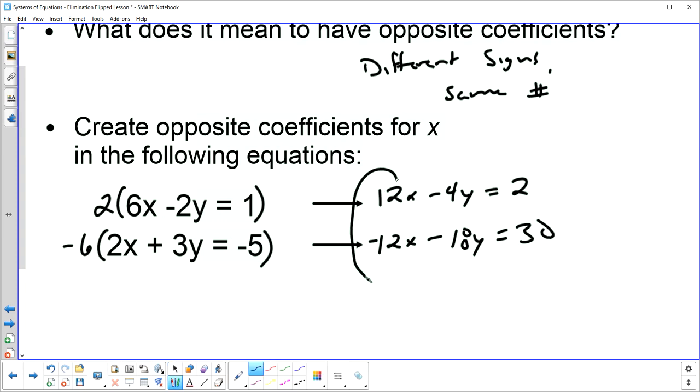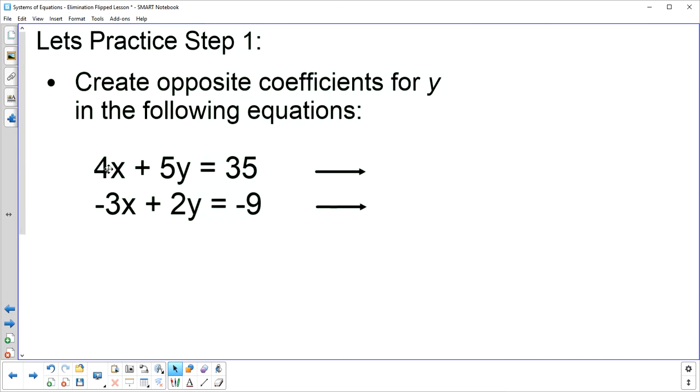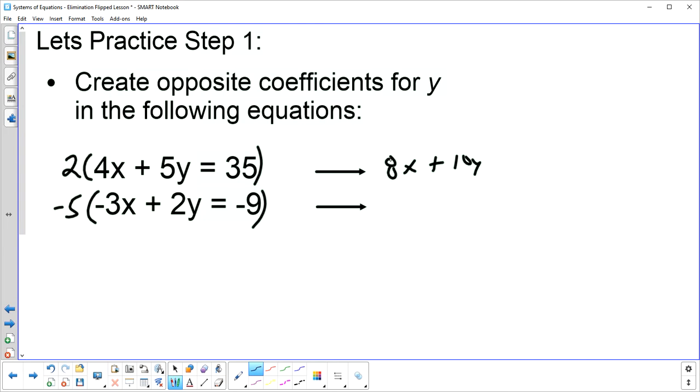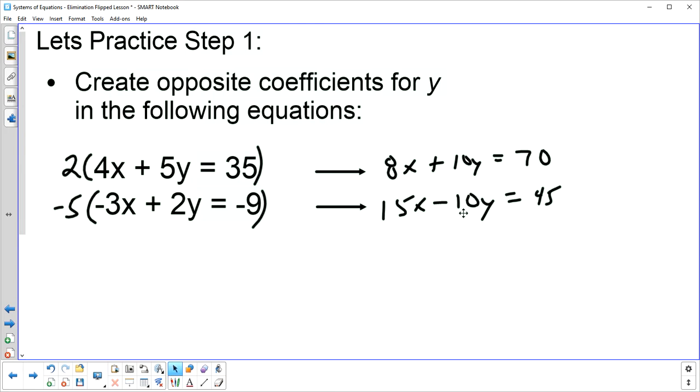I just distribute the negative 6 to all three and the 2 to all three. And now you'll see that our x's have opposite coefficients. One more example of that if we want to do it for y. It doesn't matter which one. We take our coefficient of y in the second one, multiply it by the first, take our coefficient of y in the first one and multiply by the opposite of it, and then distribute. So 8x plus 10y equals 70, and distributing the other one, we have 15x minus 10y equals positive 45. Now we have opposite coefficients on the y.